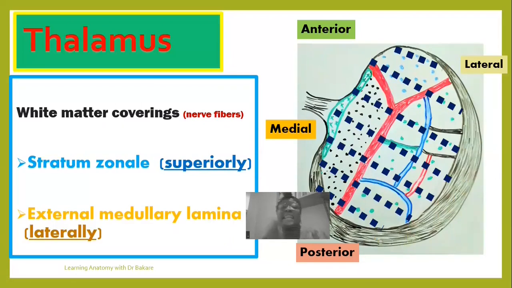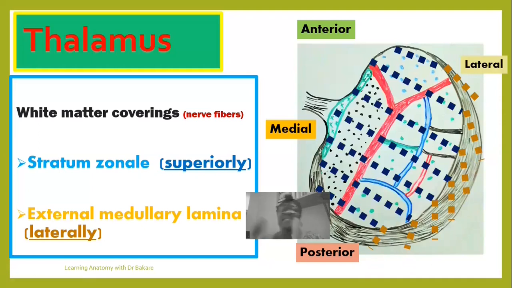So you see another extension of white matter covering, but only limited to the lateral side of the thalamus. Remember, we already established the lateral side of the thalamus here. So you see the white matter covering extending in this pattern, and this is referred to as the external medullary lamina. And this is what is highlighted here in this image. But this is only limited to the lateral side of the thalamus.